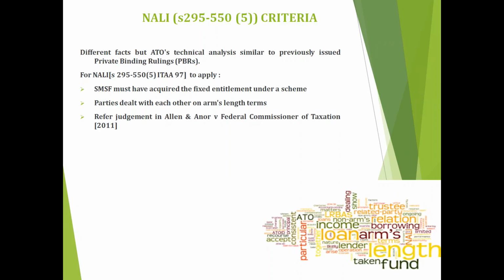Secondly, the other criterion was that although both the parties were in an arm's length relationship, the crucial question was whether the parties dealt with each other as arm's length parties. The ATO referred to the Federal Court judgment in Allen and Anor v Federal Commissioner of Taxation, or the Allen case, on a number of occasions.